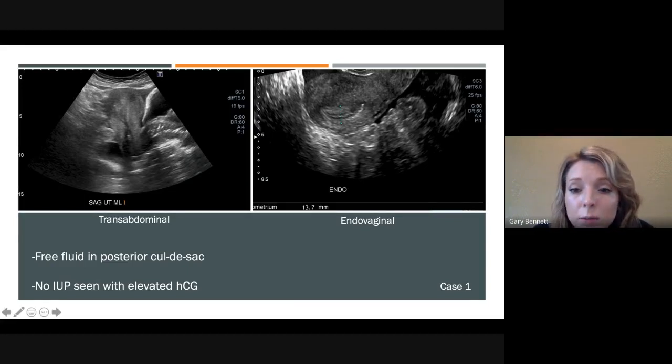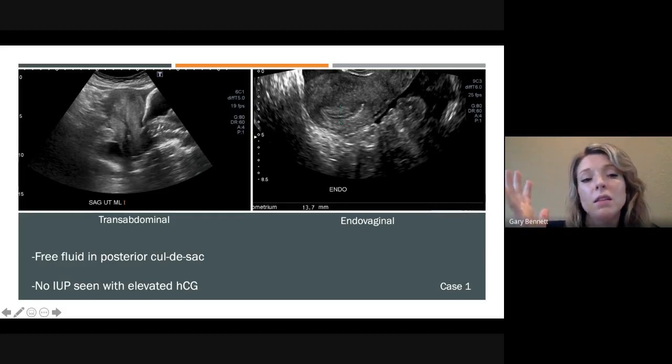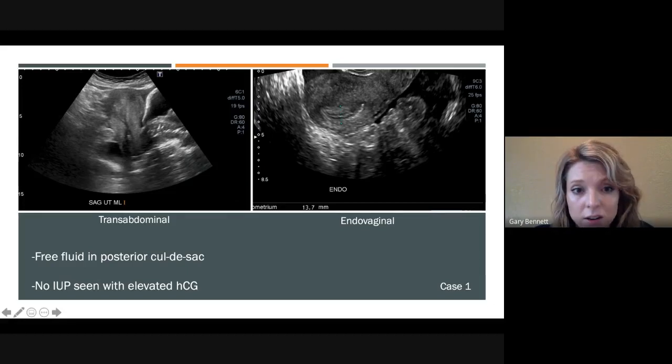This patient had an elevated HCG. If we're looking at the endometrium on this one, remember how we talked about our bladder needing to be distended to really be able to see the endometrium well on transabdominal imaging? It is not distended in this image. I'm sure this was an ER patient and we just take them back as soon as they come in.